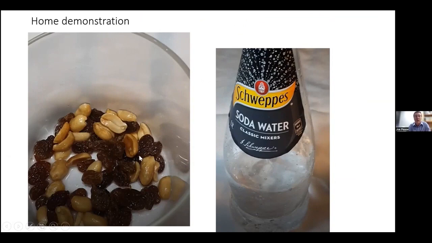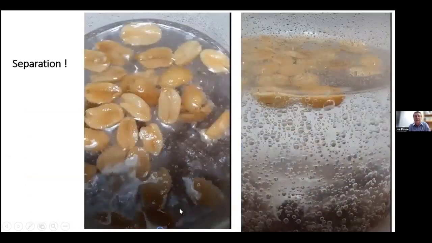If you pour soda water into that beaker, you'll see that the peanuts float and that the raisins stay at the bottom. Now, the reason is because the peanuts are greasy, they're hydrophobic, they attract air, or they want to attach to air, and the bubbles in the soda water attach to the peanuts and rise and lift them, even making them lighter than the rest of the water.